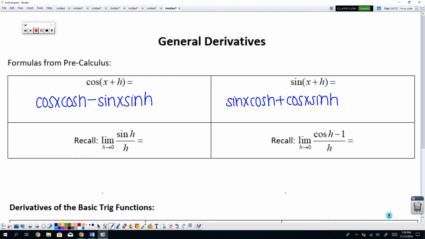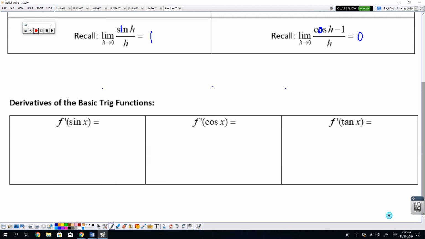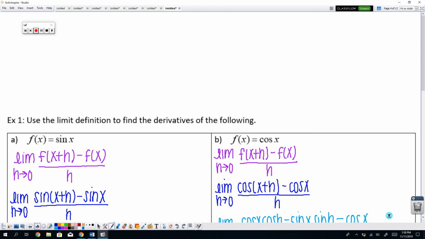Now for the recall part, this part we should actually remember because we just did it. So the sine h over h is equal to 1, and then the cosine property is just equal to 0. Okay? So the way that I remember it is sine has an I in it, so that's a 1, and cosine has a 0, so it's 0. Now, I'm not going to fill out this part right now, the derivatives of the basic trig functions, because that's basically what we're going to prove in this next section, and I know that it's on your notes in a different order. Okay?